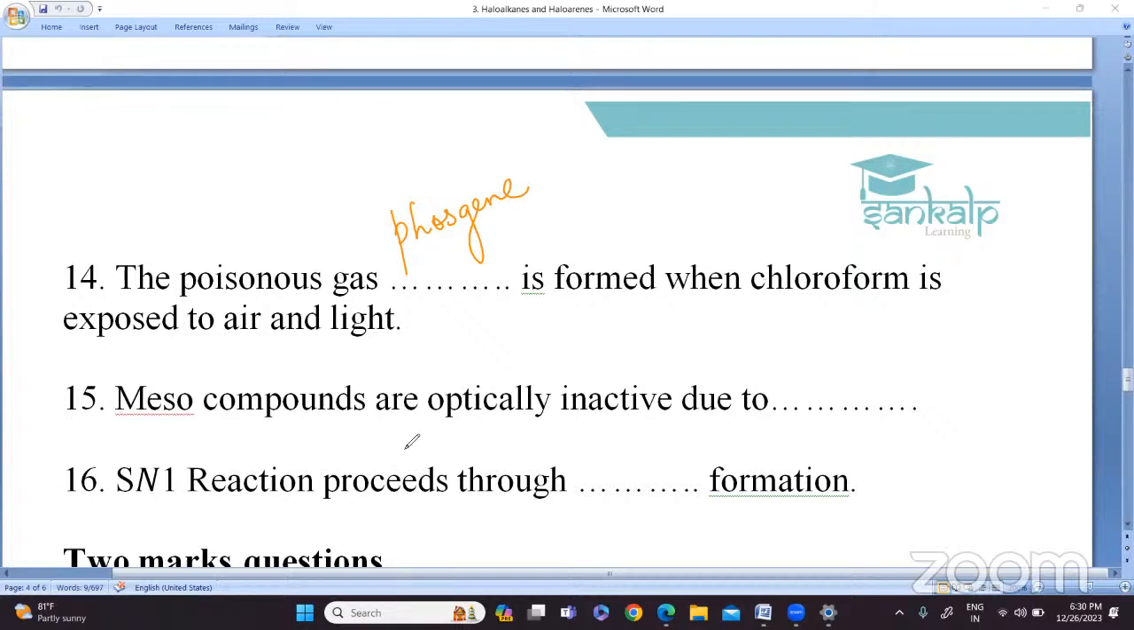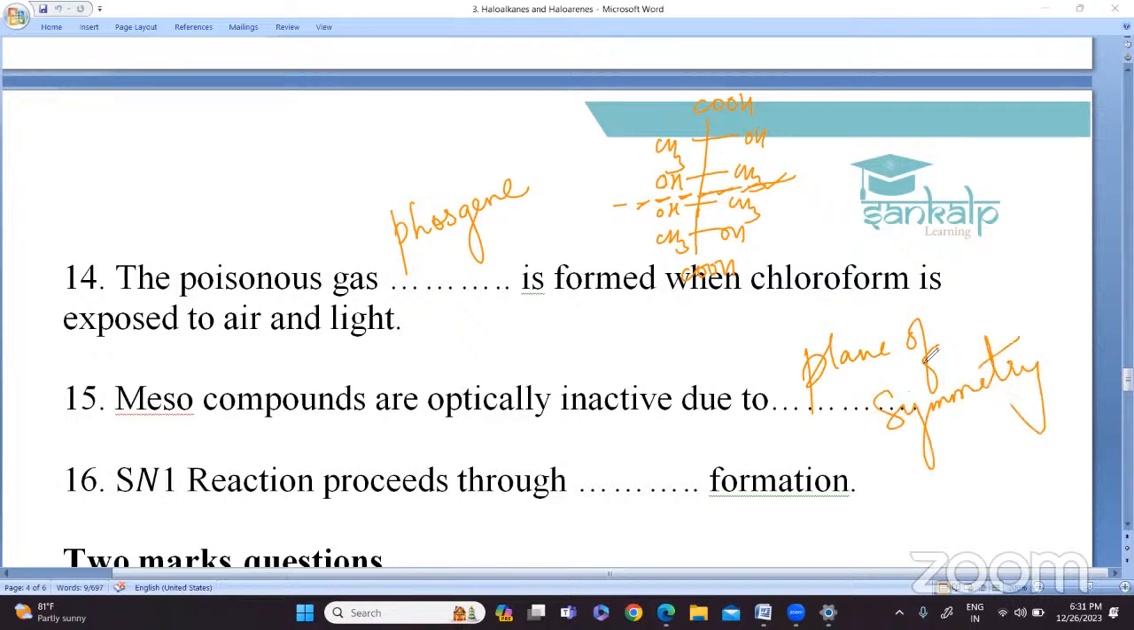Next question. Meso compounds are optically inactive due to dash. Why are meso compounds optically inactive? What are meso compounds, students? When you introduce a plane of symmetry, one half of the molecule is equal to the other half. These are called meso compounds. Why are they inactive? It is due to the plane of symmetry. Because of the presence of a plane of symmetry, meso compounds are optically inactive.